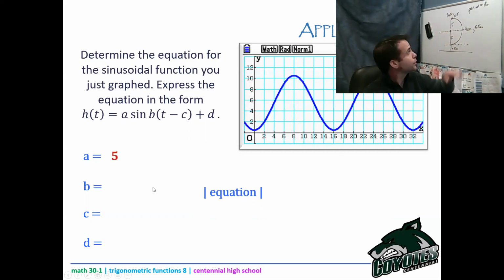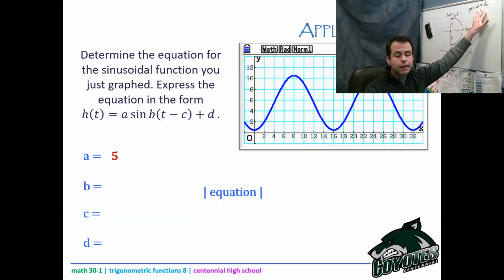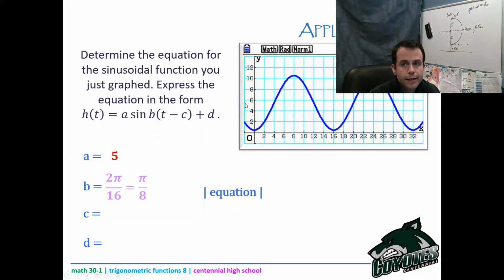Now, B, we already talked about the period. The period is 16 seconds. Reminder from yesterday, B is 2 pi divided by what your period is. So we're gonna have 2 pi over 16, and then that would reduce to pi over 8. Now, for C, I'm looking at a phase shift. I want to do a sine graph. So if you take a look at my mouse, a reminder that sine starts on the midline and heads up. So this is my starting value for sine, which tells me this guy here is my phase shift. So I have a phase shift of 4 if I want to draw a sine graph.